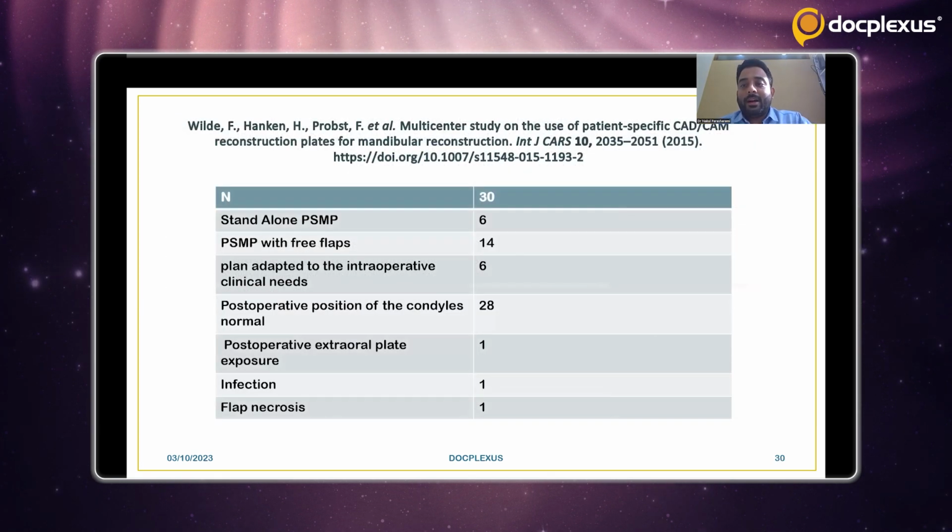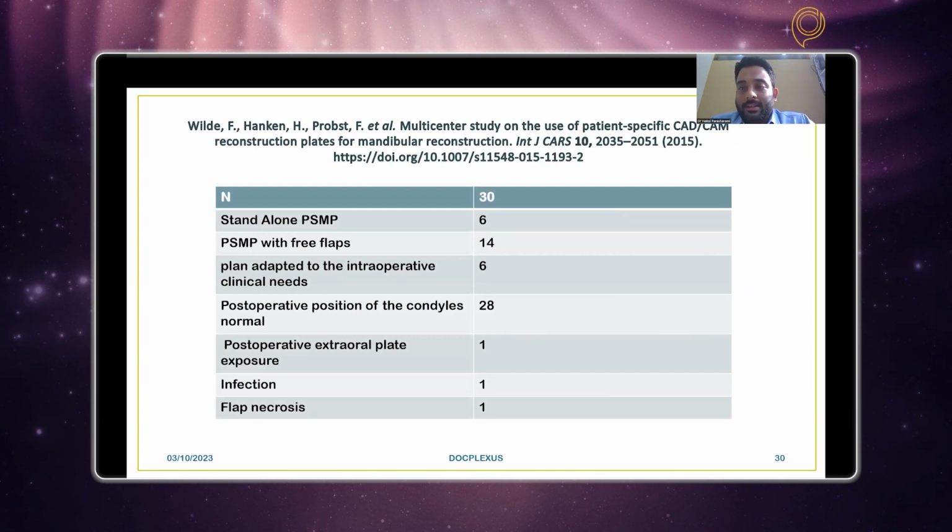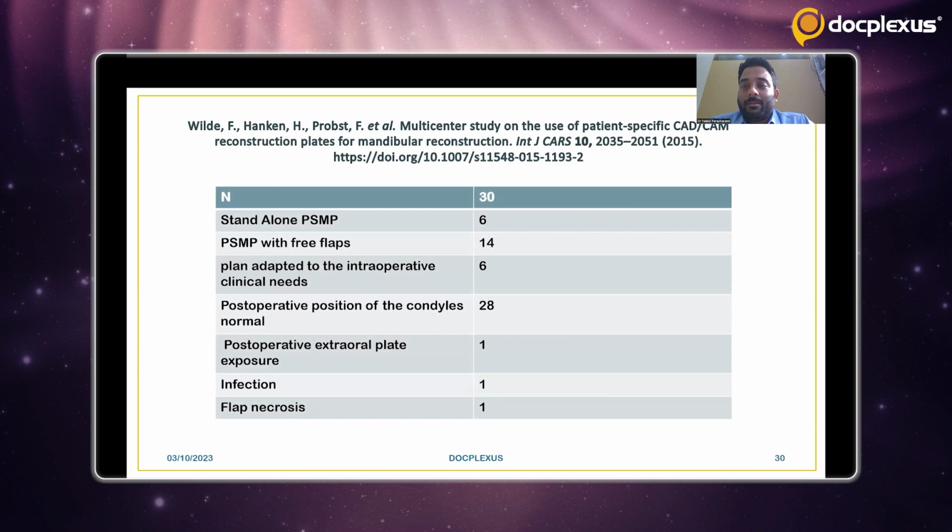So this is a landmark article of CAD-CAM recon plate. It was a multi-center trial of 30 patients in which there were 6 cases of standalone patient-specific mandibular prosthesis. It discusses the complications and all the procedures in great detail. It's a very good article to go through.